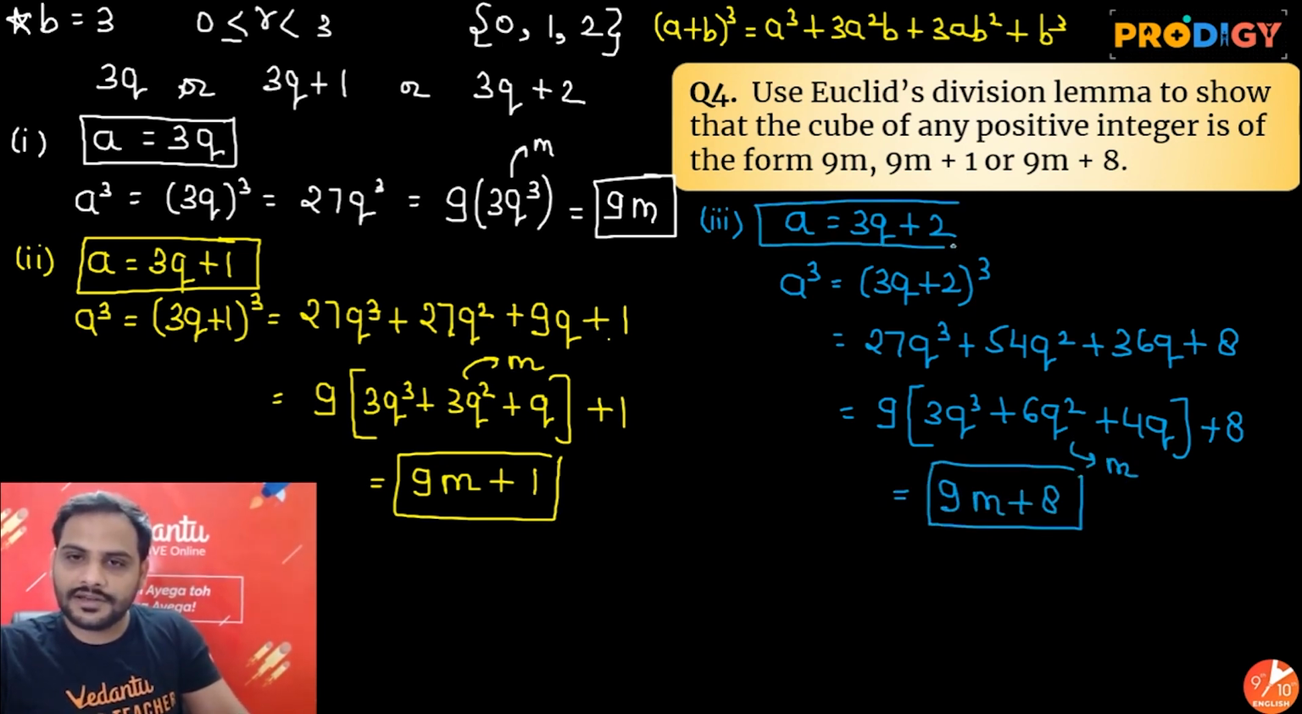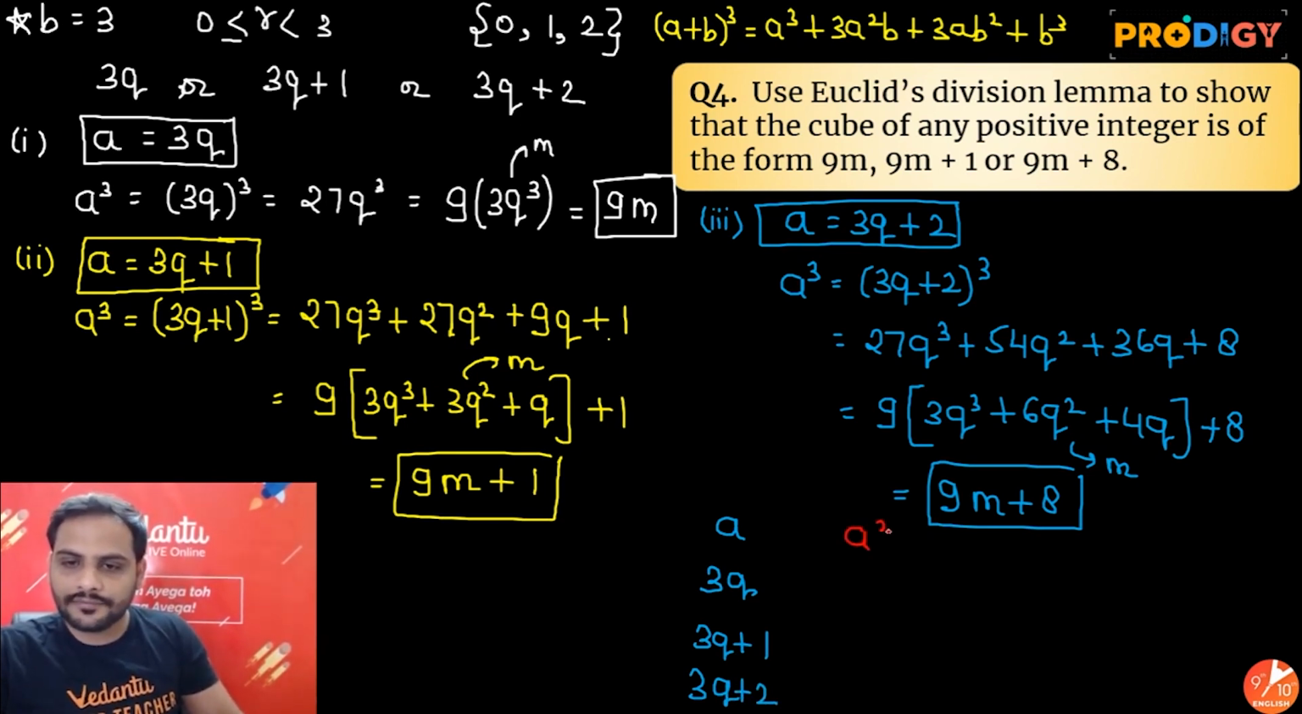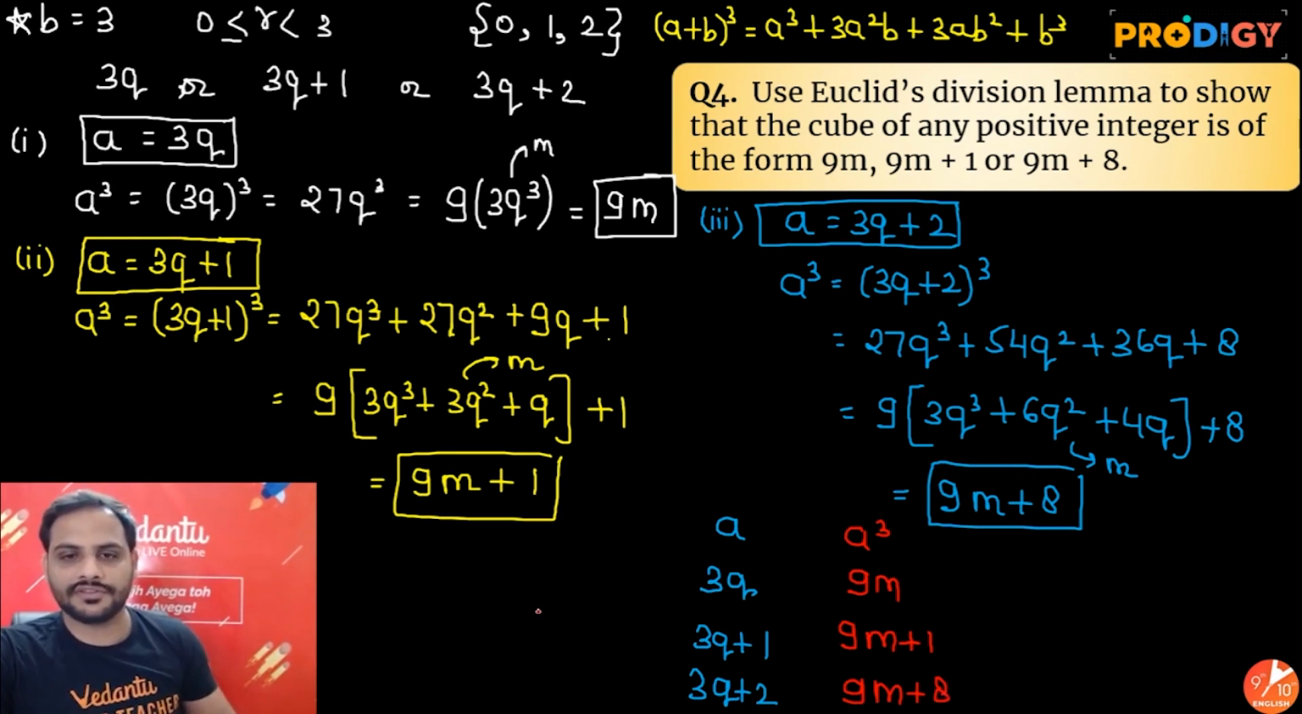Alright. So beta, you can clearly see that if my number is in the form of 3q or 3q plus 1 or 3q plus 2, which covers all the numbers, then I can definitely say their cubes are either in the form of 9m or 9m plus 1 or 9m plus 8. Alright, this is how I have proved this question.